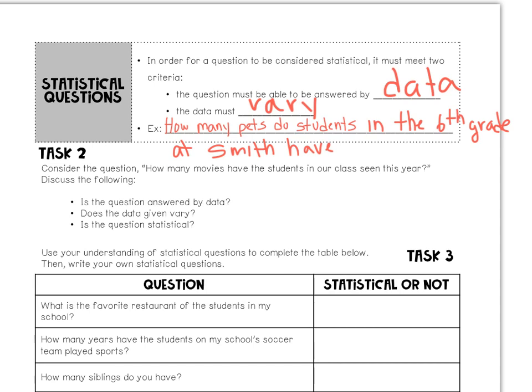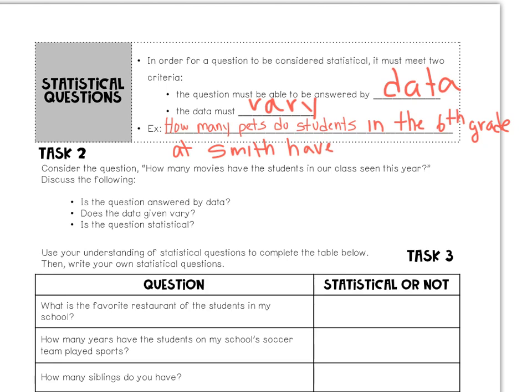And that's what it means by vary. Not everybody's going to give the same answer. So your data must vary. So again, I'm going to say 0, and Mrs. Elwood will probably say like 10. So now let's look at the next task.